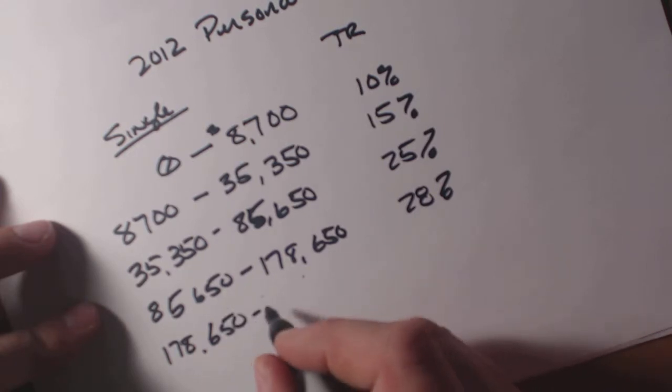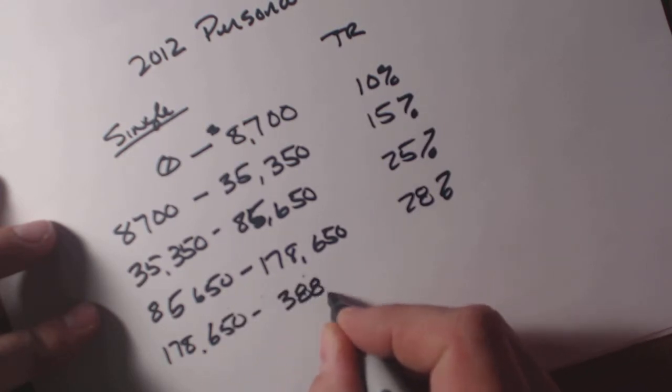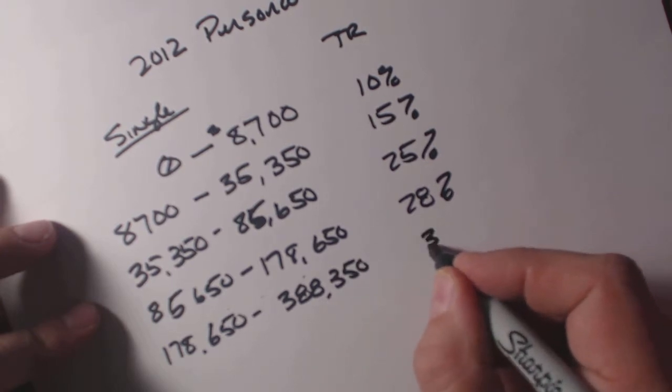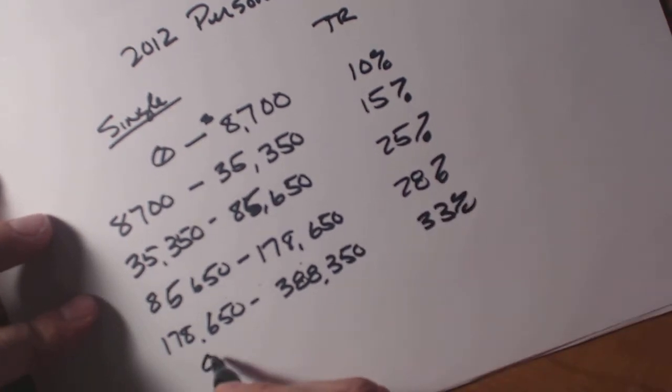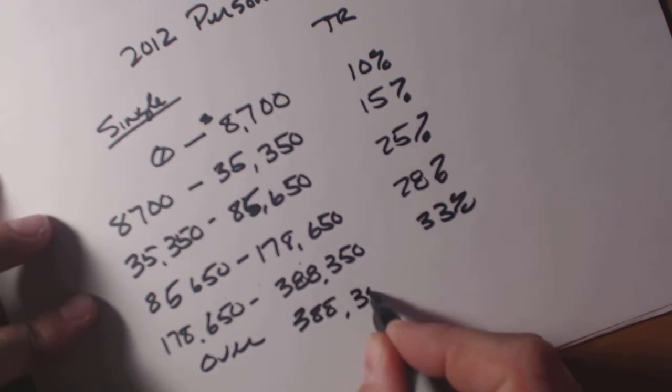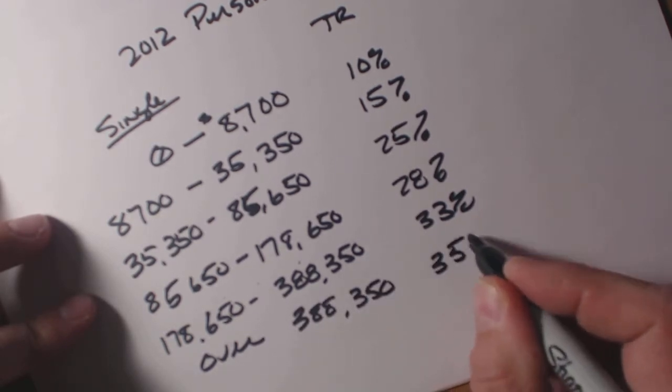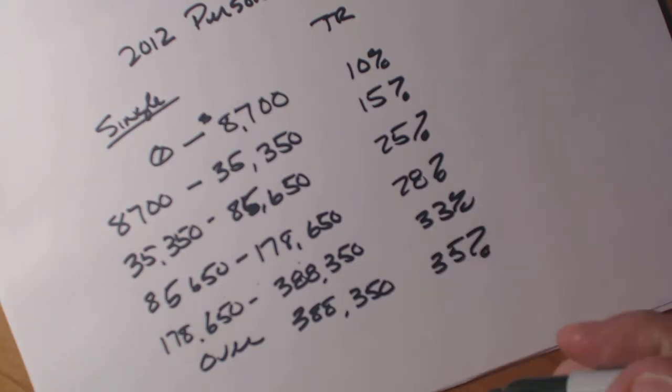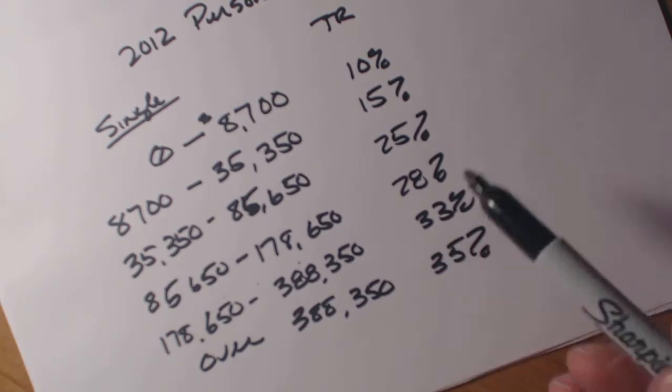Then from 85,650 to 178,650, you're at 28%. Another tax bracket is 178,650 to 388,350, and that's 33%. And anything over 388,350 is 35%. So this is the progressive tax system that we have in the United States. Now this is for the single.